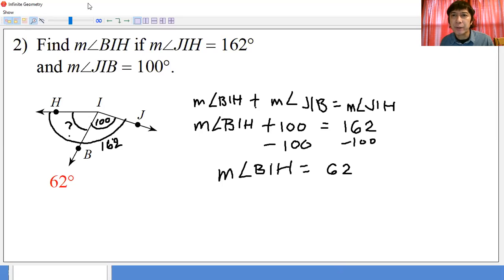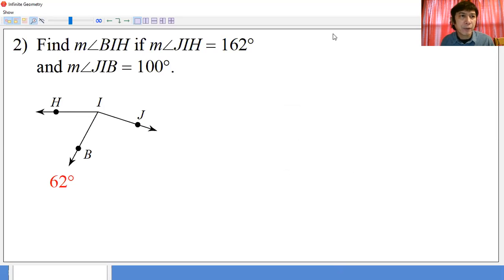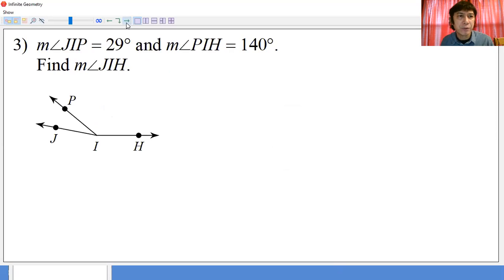So we shall do the third. Let's go to the next example. Let's remove the answer first and then proceed to number 3. Here's number 3. Measure of angle JIP is 29. JIP, it must be this. That will be 29 over here. And the measure of PIH, that's over here, that's 140. Find the measure of angle JIH.